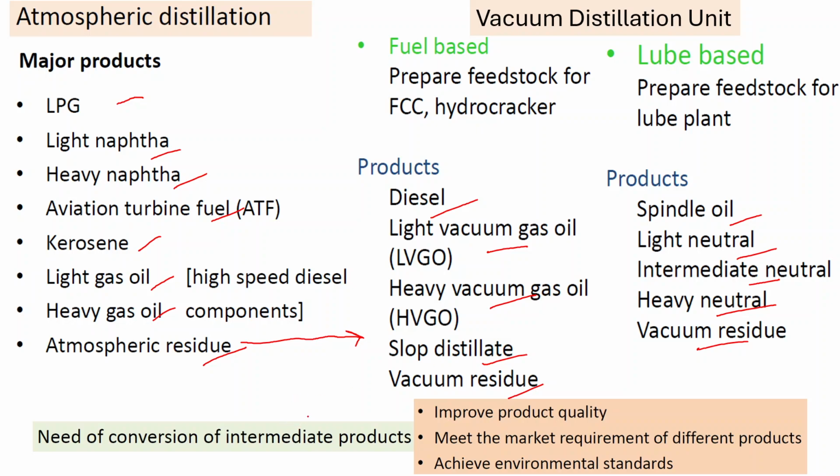The next portion is the need for conversion of these intermediate products. These intermediate products are interconverted, such as diesel may be converted to kerosene, or light naphtha to heavy naphtha. The reason for these conversions is, first, to improve the product quality. The second one is to meet the market requirement of different products, and the third one is to achieve the environmental standards. So there are various techniques for the conversion of these intermediate products.